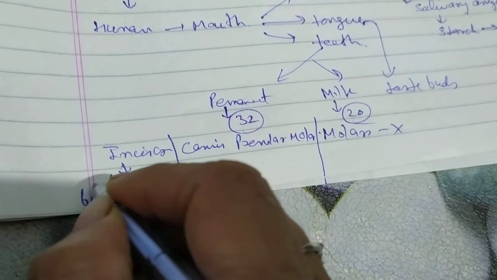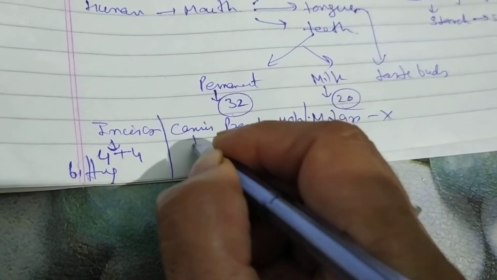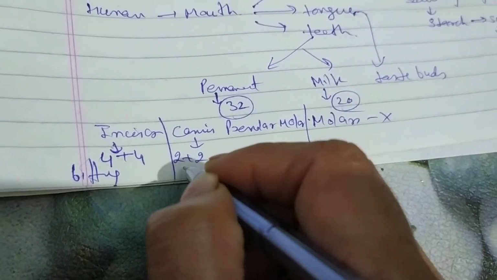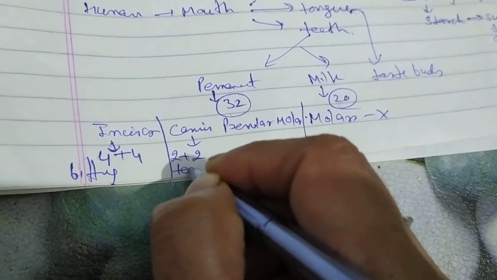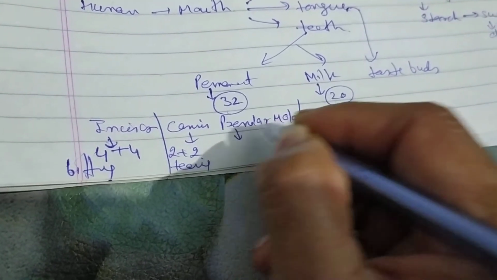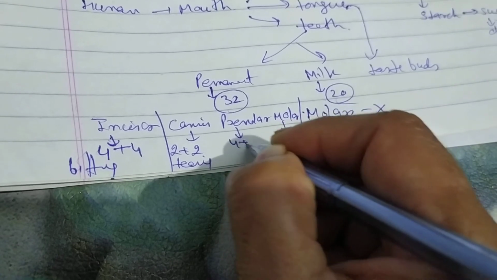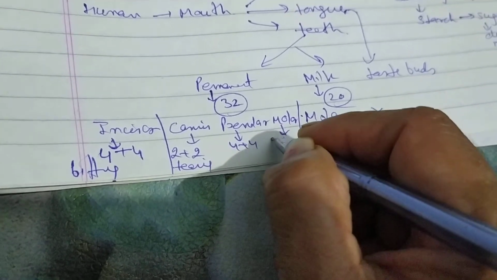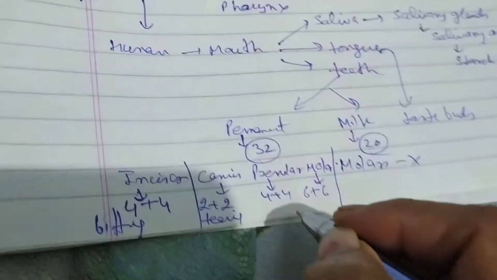They are used for biting or cutting. Canine, there are 2 in each jaw, total 4. They are used for tearing the food. Premolar and molar. Premolars are 4 in each jaw, that is total 8. Molars are 6 in each jaw, that is total 12.